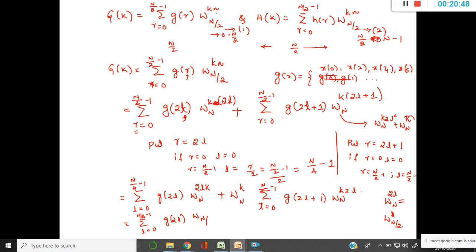So this is n by 2. Here the definition is n by 2, so here also it is n by 2. Here also it is n by 2. Here also it is n by 2. This is n by 2, this is n by 2.